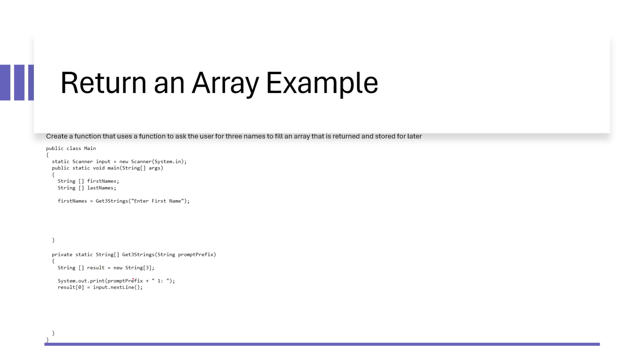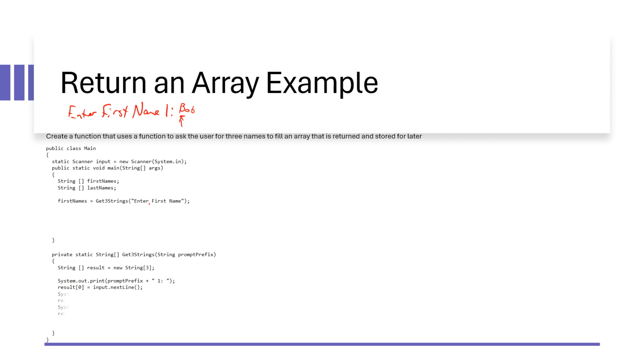Now, here's me asking for that first name. System.out.print prompt prefix, so enter first name plus 1. So that's going to look like this. That's going to look like enter first name and then space, 1, colon, space. And then that means when the user types, they're going to be typing right there. Okay. So let's say they type in Bob. That means Bob would then be read in and stored at index 0 of the array.